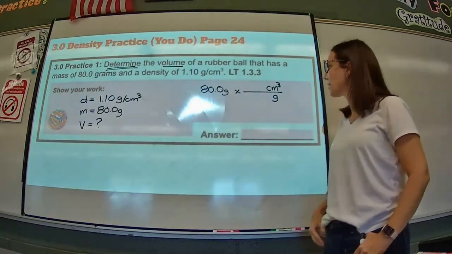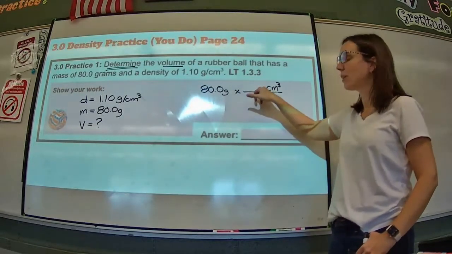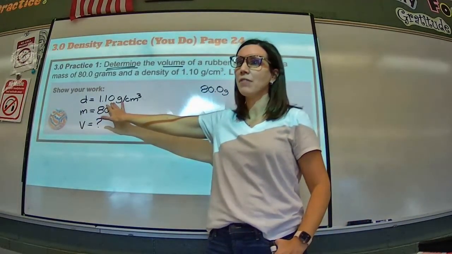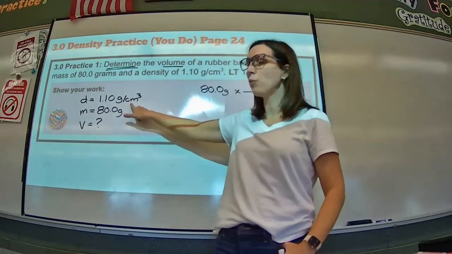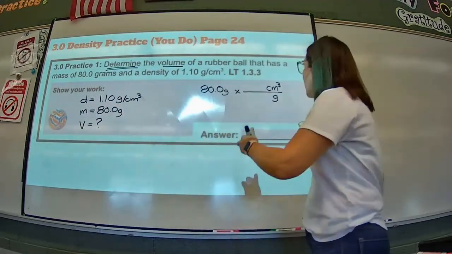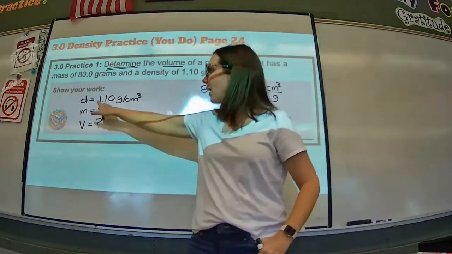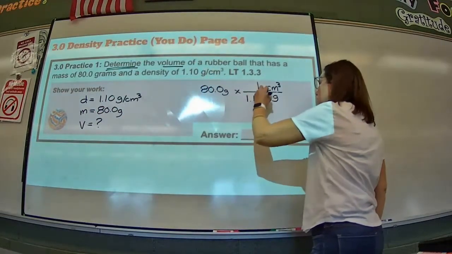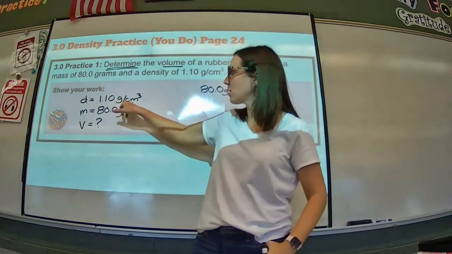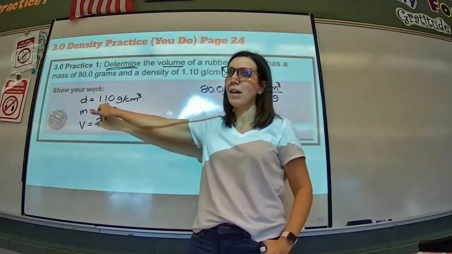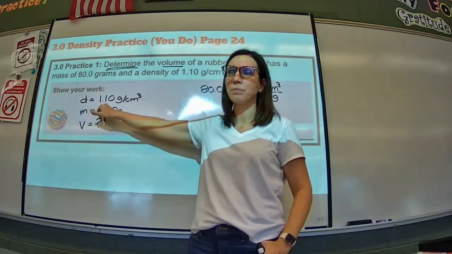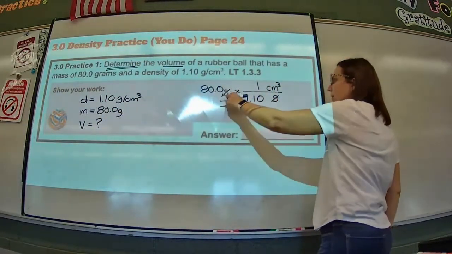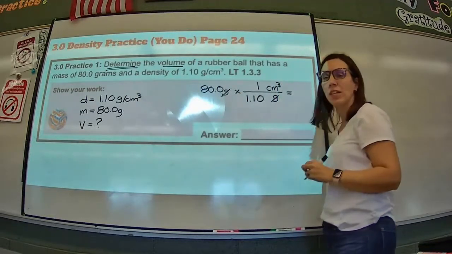And so the next thing I'm going to do, now that I got rid of my grams, is go to cubic centimeters. So I'm going to look at my density and use that as a unit conversion. What this really is saying is that for every 1 centimeter cubed, I have 1.10 grams. What this really means is that 1 centimeter cubed has a mass of 1.1 grams. So I'm going to put that right here as my unit conversion. The grams are going to go away, right? Grams divided by grams.